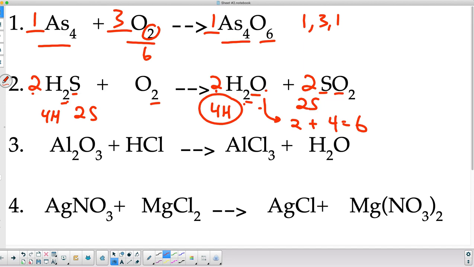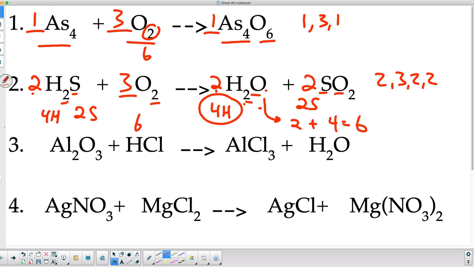If I have 6 oxygens on the right-hand side, I must have 6 oxygens on the left-hand side to get the balance. And that's why I put a 3 in front of the oxygen there. So this ends up being a 2, 3, 2, 2. That's a tough one because you have to keep going back and make sure that each one of them is balanced. So let's take a look.